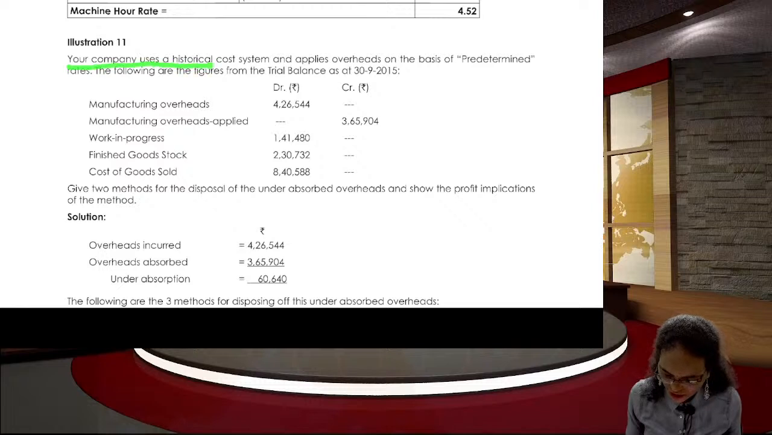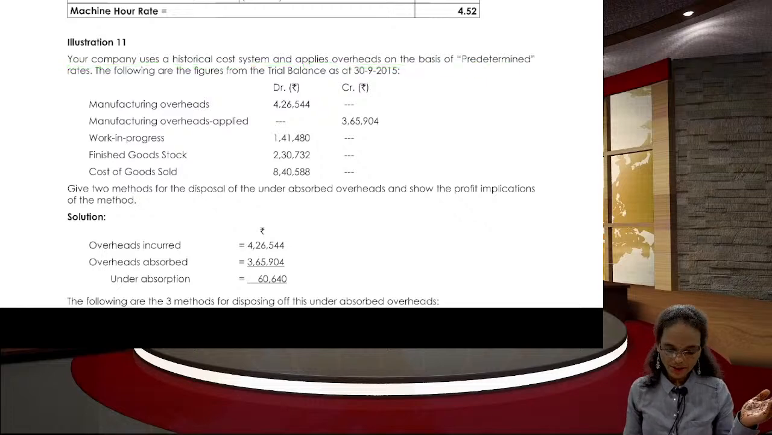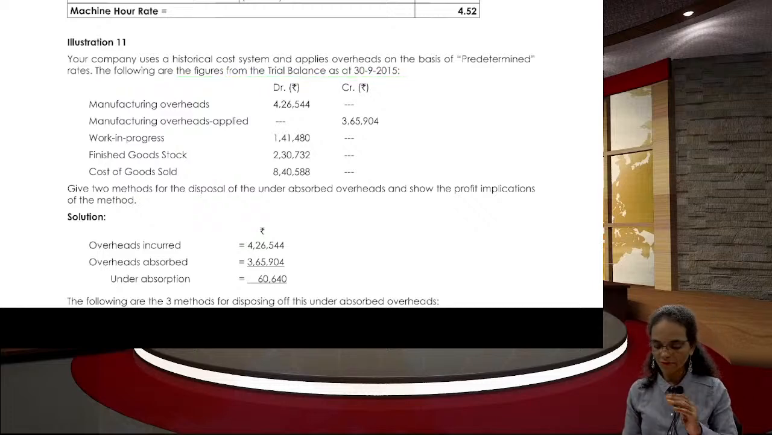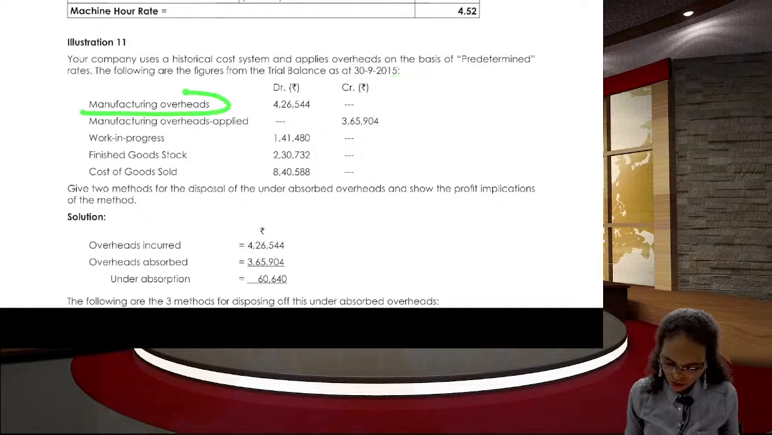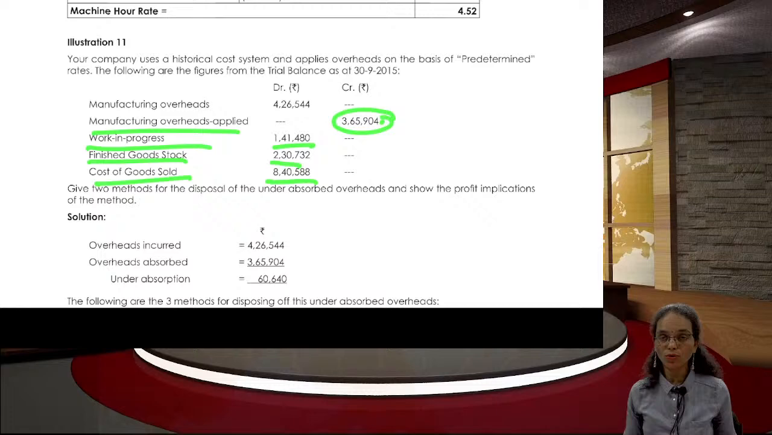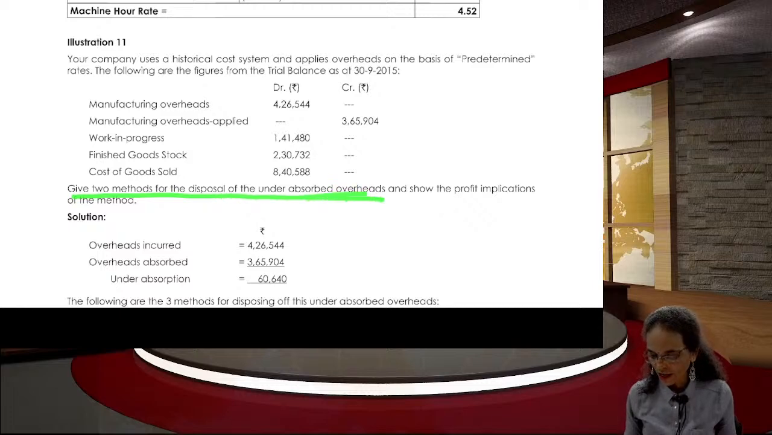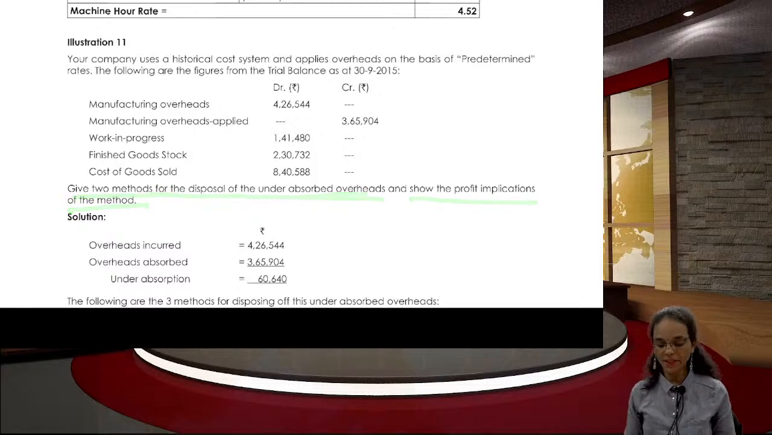Your company uses a historical cost system and applies overheads on the basis of predetermined rates. It is recovering on the basis of the predetermined rates. The following are the figures from the trial balance as on 30th September 2015. Manufacturing overheads, this is the amount incurred, this is the amount applied, and work in progress, finished stock and cost of goods sold are given. We have done this problem previously. Give 2 methods for the disposal of the under absorbed overhead and show the profit implications of the method.